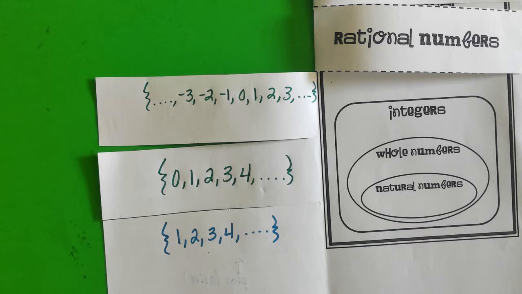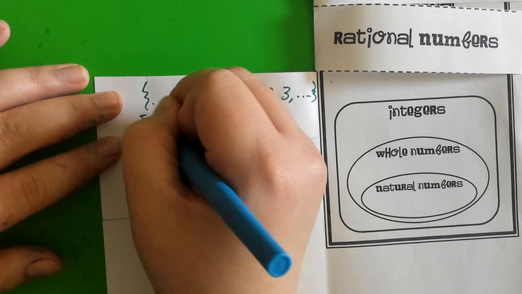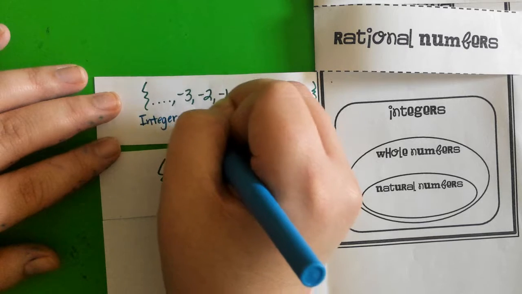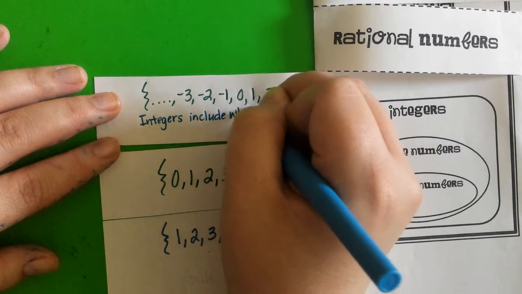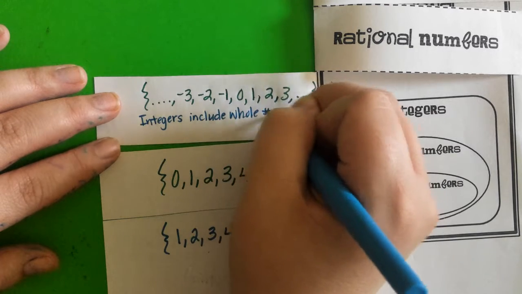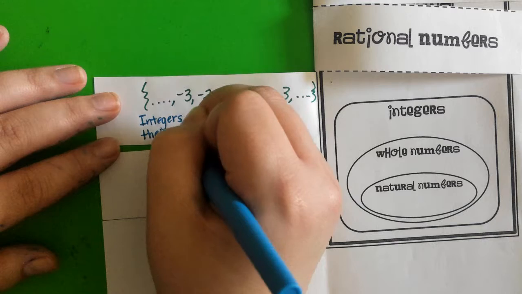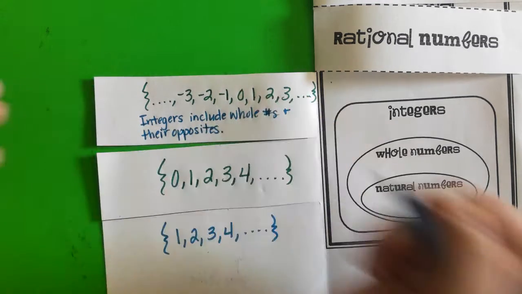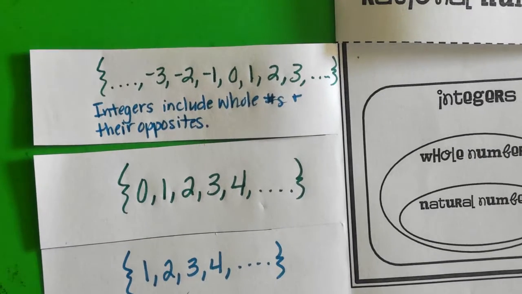So if you need words, because some of us would like English, integers include whole numbers and their opposites. That's one way to say negatives. They're opposites. And I could definitely zoom in on that so you could see what it says.